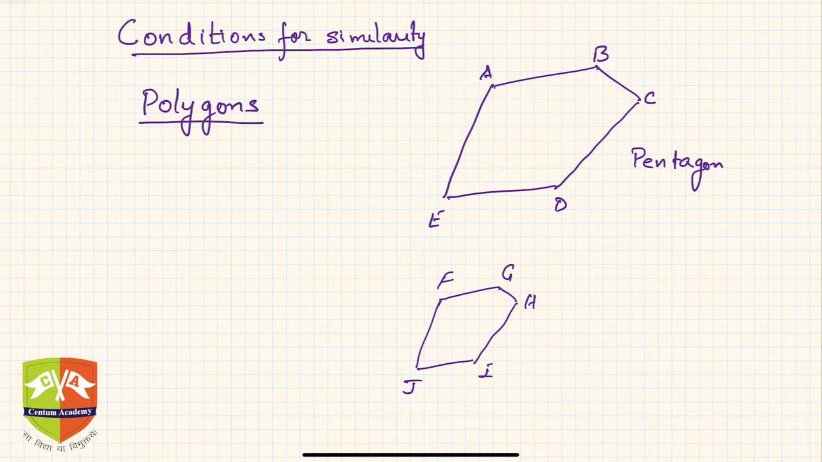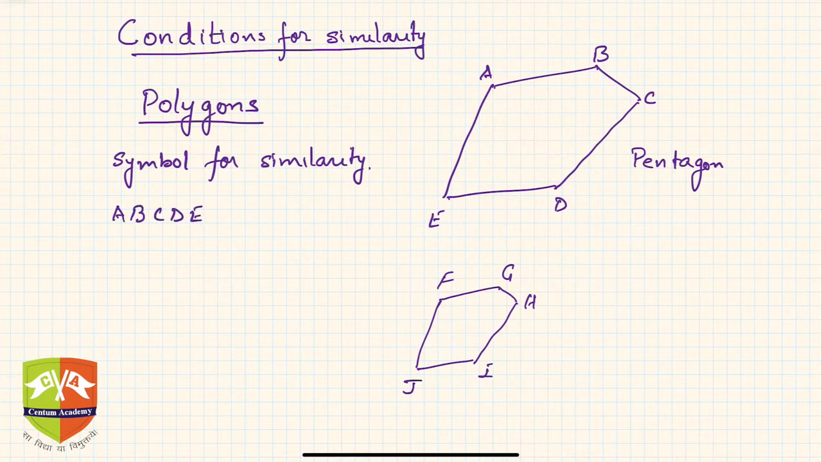First of all, the symbol for similarity. How do we express similarity? So let us say if ABCDE is similar to FGHIJ, then we write ABCDE is similar to FGHIJ. Okay. So let us first understand what this means. First of all, I am using a symbol here, the tilde sign, right? So this is for similar.